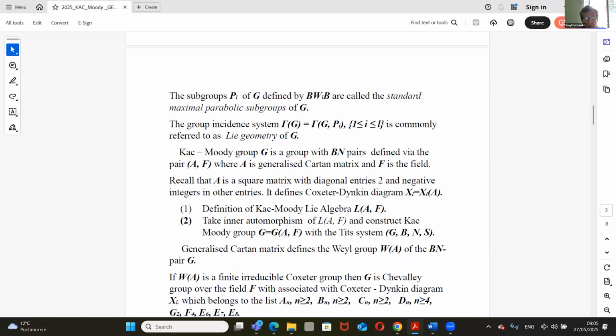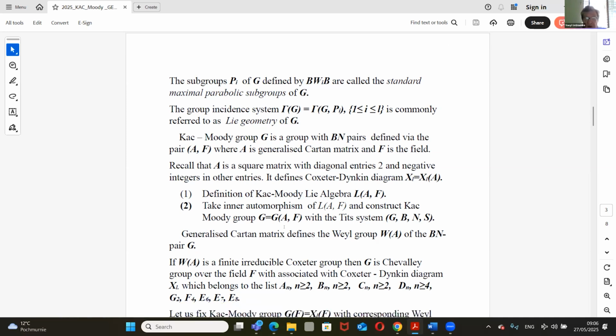So how is the group G defined? First step, we need to define the Kac-Moody algebra, a Lie algebra, in terms of relations and generators, defined by this matrix A. After that we take the inner automorphisms of this Lie algebra, and they form a group with a BN pair, which has a Tits system (G, B, N, S). So the generalized Cartan matrix defines the Weyl group W_A of the BN pair.